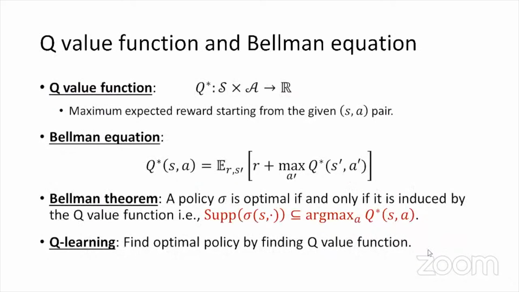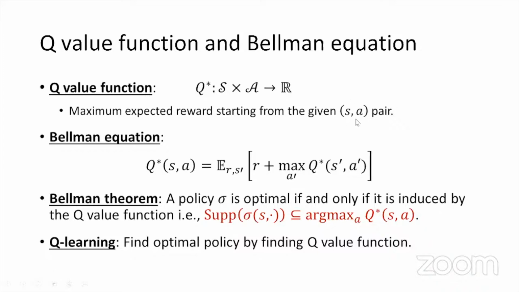So there are a few important related quantities that help us in doing this optimization, and one of them is the Q value function. It's a function that takes a state action pair to a real number, and what it says is that if I were to start at this particular state action pair, then what's the maximum expected reward by following any policy, where I'm maximizing over all possible policies, but I'm starting at this given state action pair.